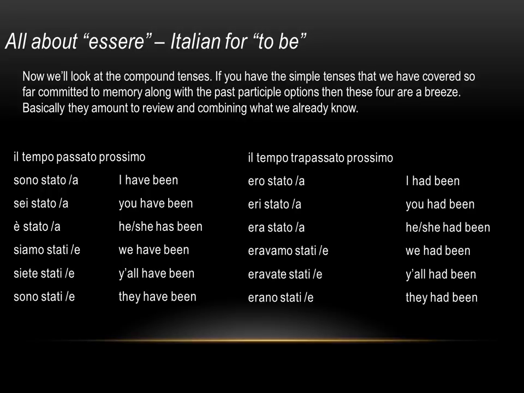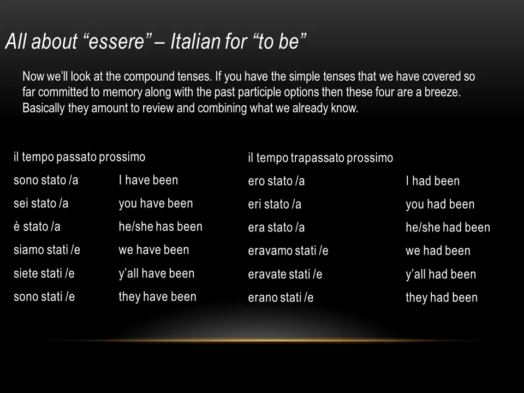Okay, now for the il tempo trapassato prossimo, which is our past perfect, all we have to do is, instead of using the present tense of essere, you'll notice the auxiliary verb was used in the present tense. Here we just use it in the imperfect tense, and we already know that too from the simple tenses from before. So instead of sono stato, I have been, it's ero stato, I had been. Eri stato, era stato, eravamo stati, eravate stati, and erano stati. Okay? So here it's I have been, here is I had been. I had been is farther back in the past tense.